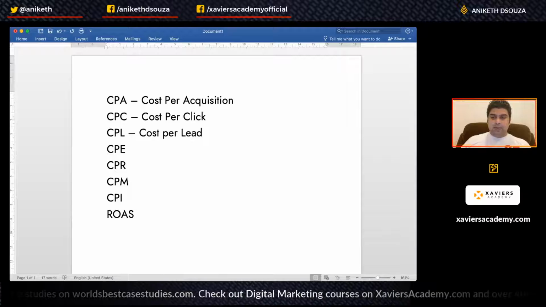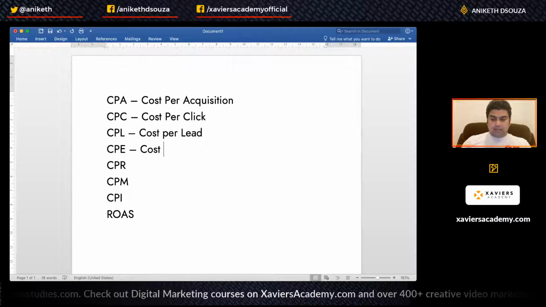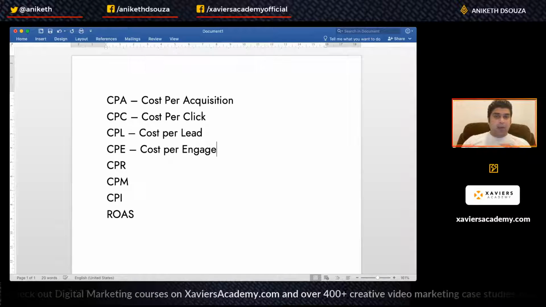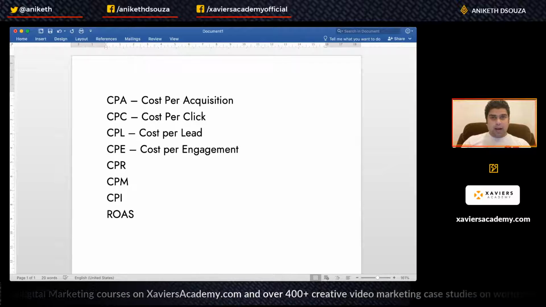Let's look at CPE. What is CPE? This is basically cost per engagement. Let's say you're doing boosted posts on Facebook, and the goal is how do I get someone to engage with our brand? That's where cost per engagement comes in. This is the cost that you put in to make sure that people are engaging with you, so that you can connect with the relevant people. What is CPR?